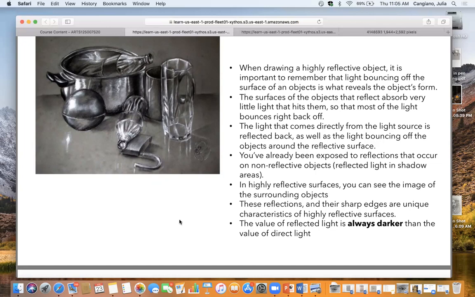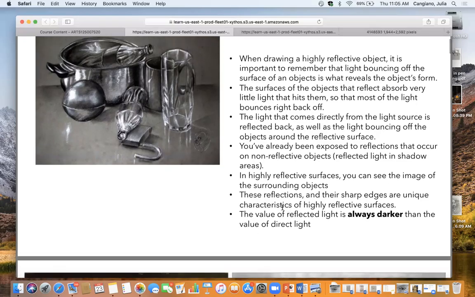And the reflections and their sharp edges are unique characteristics of highly reflective surfaces, which I'll get into again in a second. And this is probably an important thing that you should consider when you're drawing.